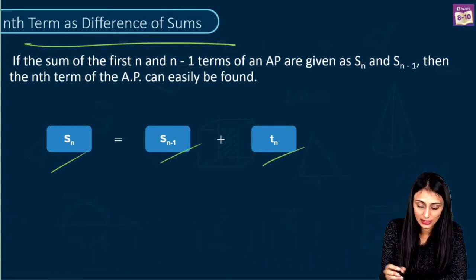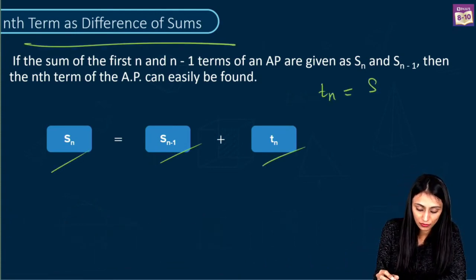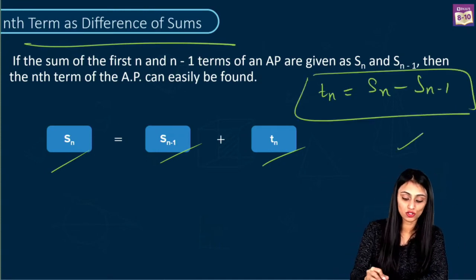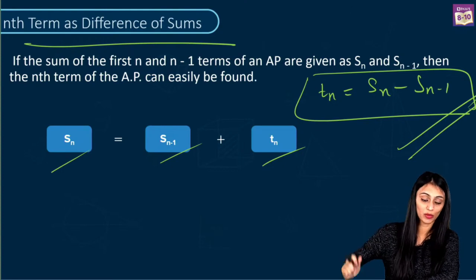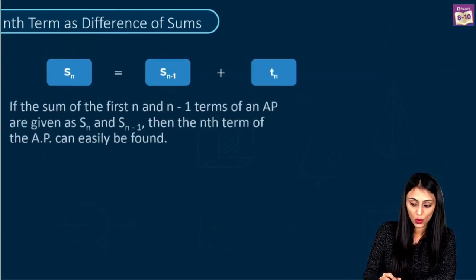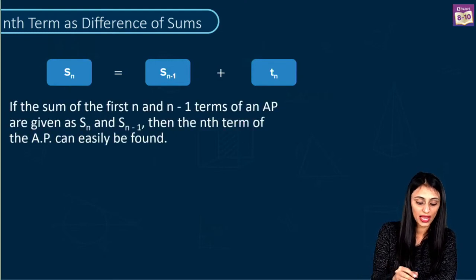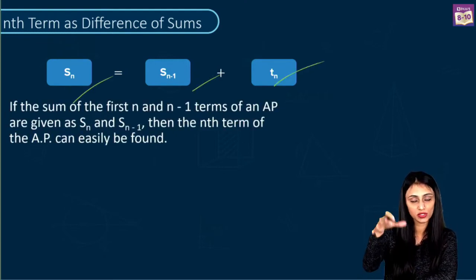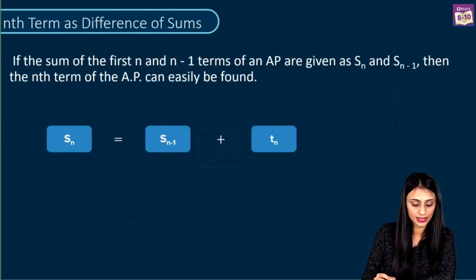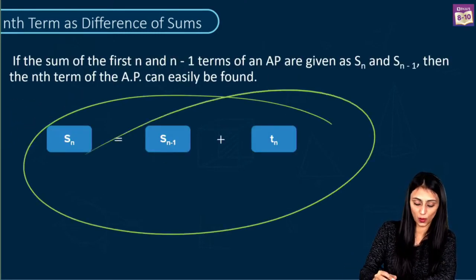So that's why we are saying that the nth term can be shown as the difference of the sum of n terms and n minus 1 terms. This is also one formula that you can use directly when you come across such questions. So if any two of these pieces of information are given, you can use this formula to find out the third thing. Now let's try out a question to understand this. So this is the formula that you can use now.